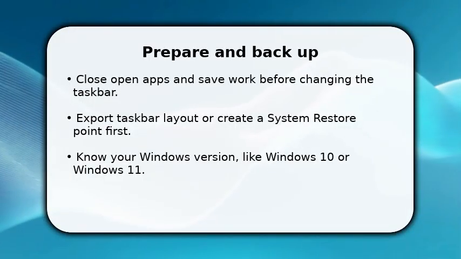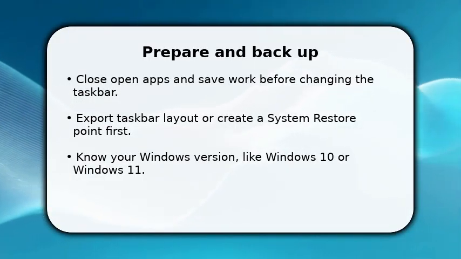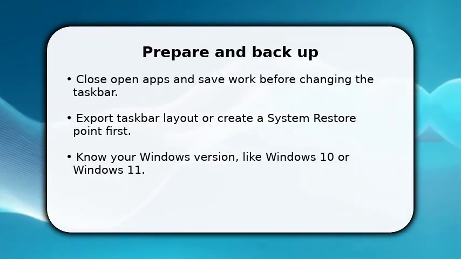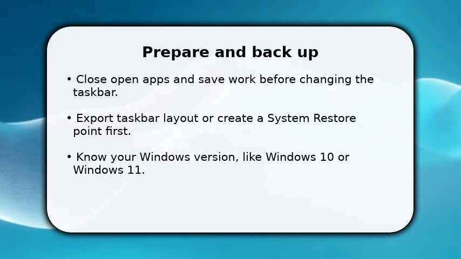Start by saving all your work and closing open apps to avoid data loss. Create a system restore point so you can undo changes if necessary. If you prefer, export your taskbar layout using a third-party tool before continuing.